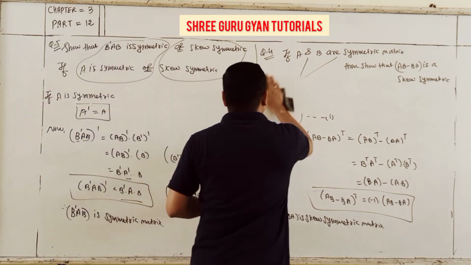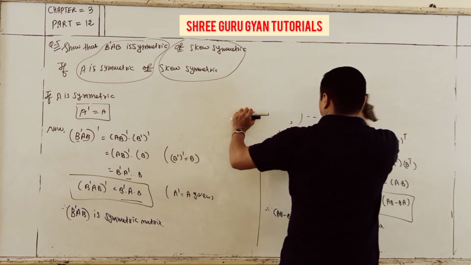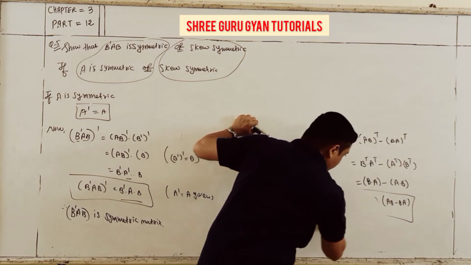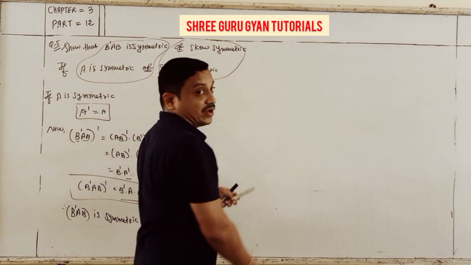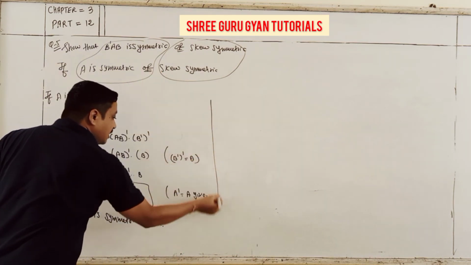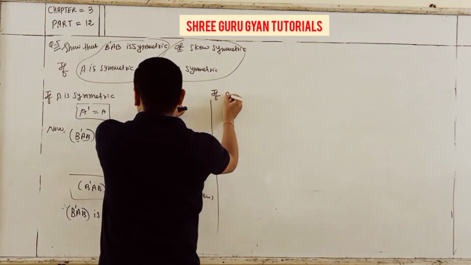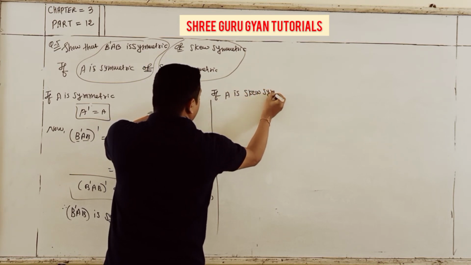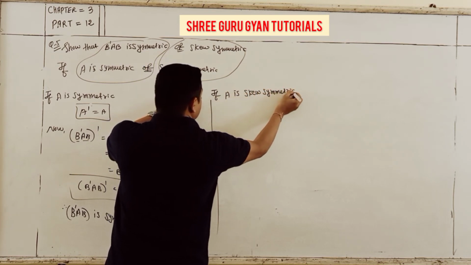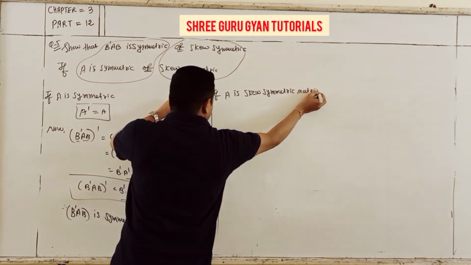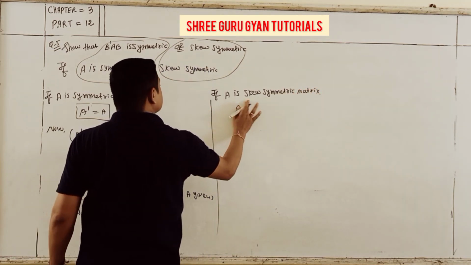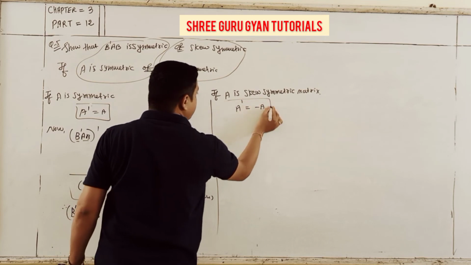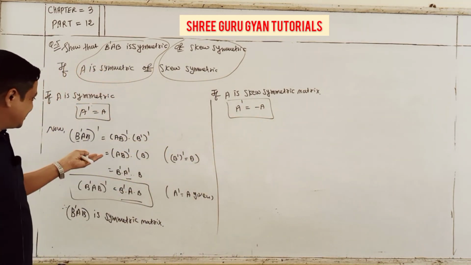Now I will go to the second portion. The second part is very easy. If A is a skew symmetric matrix, then definitely your A transpose is minus A. That you will apply in the same way.